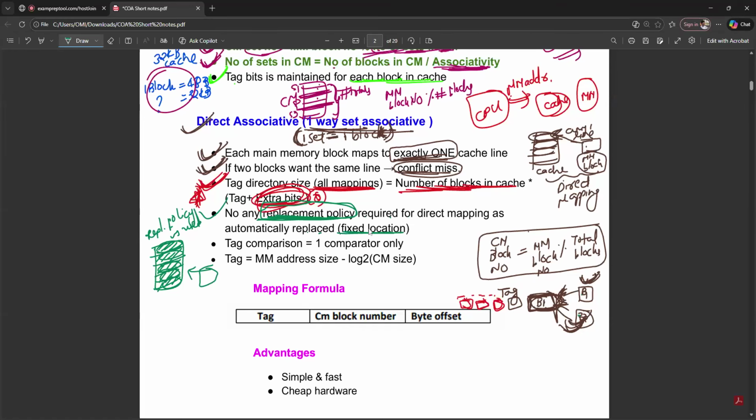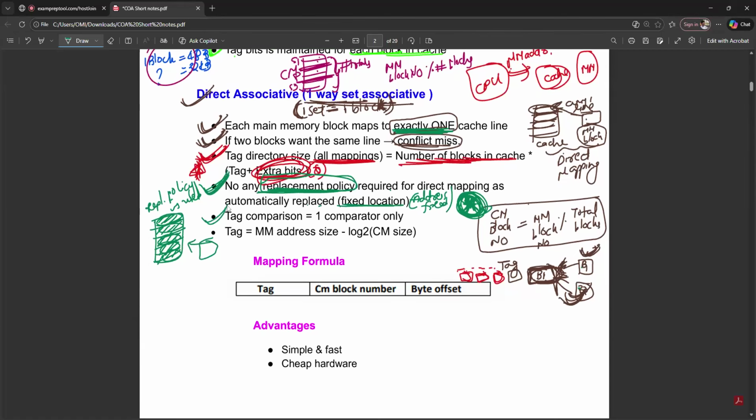So no replacement policy is required for direct mapping, as it is automatically replaced, right? It is automatically replaced because I have told you that a block maps to exactly one cache line with the help of this formula. Its address is fixed, a fixed location. That's why there is no replacement policy.